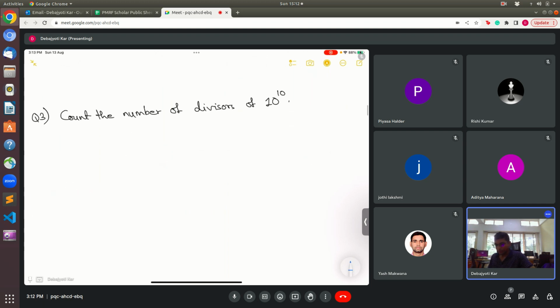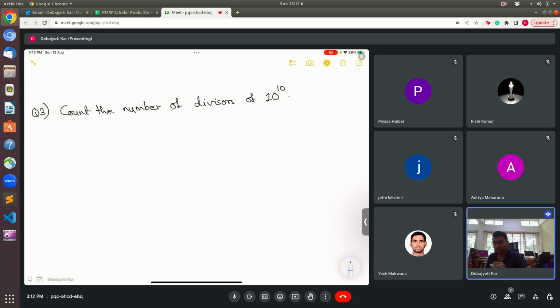Okay, so the next question is, we have to count the number of divisors of 10 to the power 10. So this is some huge number, we have to count how many divisors this number has. Okay, so how do we do this? First of all we need to factorize this into prime factors.